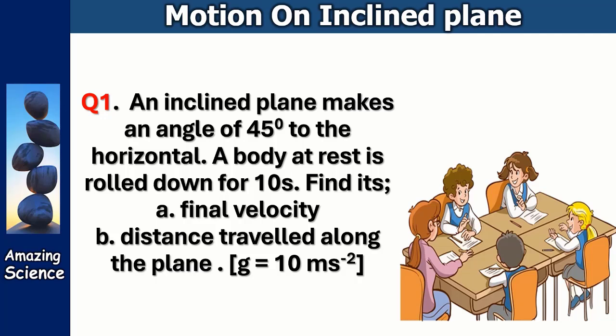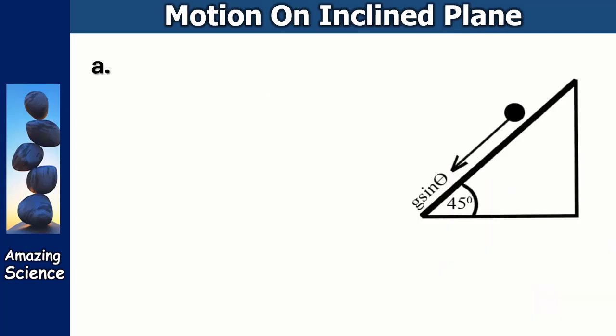Now let's have a free body diagram to properly analyze this question. So from the diagram, we are told that the body starts from rest. So this means that the initial velocity u is equal to 0 meters per second. And then the body also takes a time of 10 seconds to roll down the plane. Of course, the g is given as 10 meters per second squared.